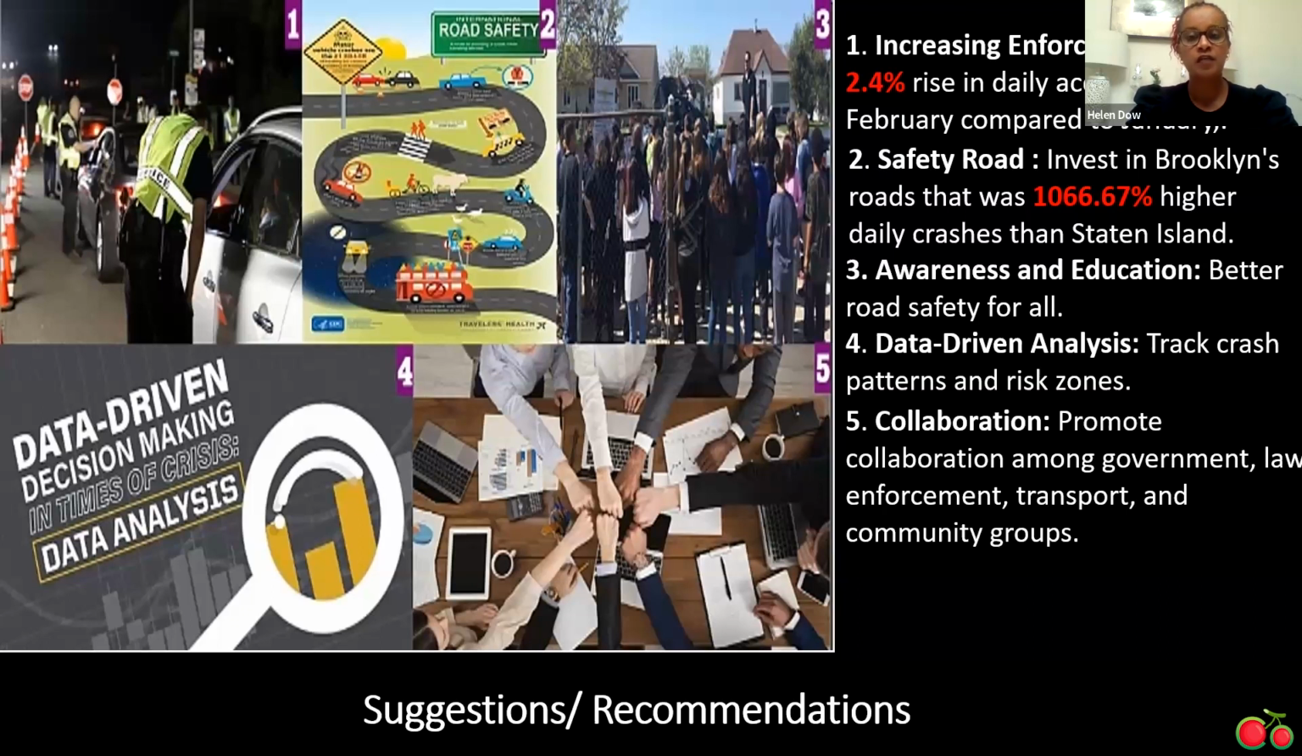Number three, awareness and education. Better road safety for all. Highlight rules, speeds, and alertness. Focus on daylight on Thursday and Friday. Number four, data-driven analysis. Track crash patterns and risky zones. Use resources to address speeding, distractions, and risky road issues. Number five is collaboration. Promote collaboration among government, law enforcement, transport, and community groups.